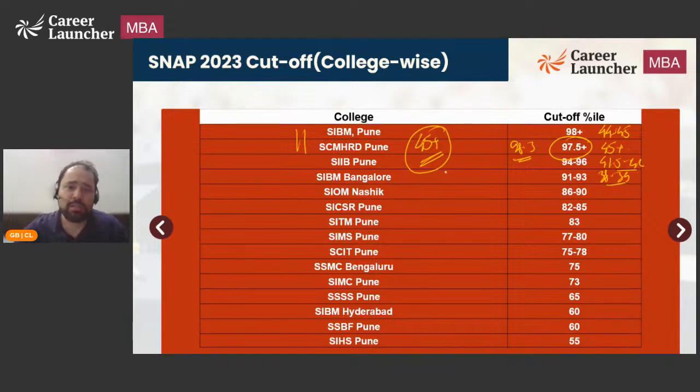There have been years previously where a 42 plus was also enough for SIBM Pune and SCMHRD, but that will be slightly risky because you don't know the level of difficulty across all slots. Hence, I will always state ki 45 plus ka focus hona chahiye.